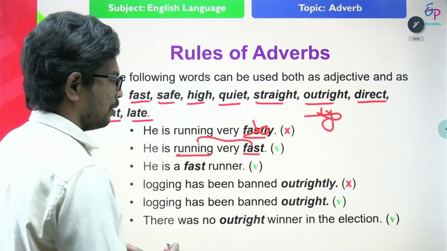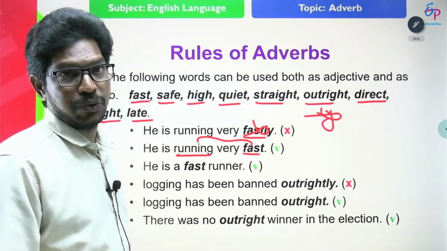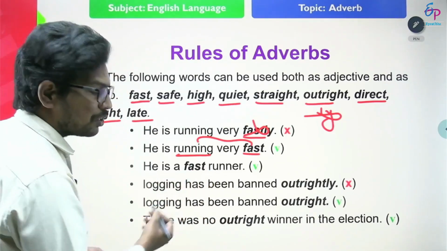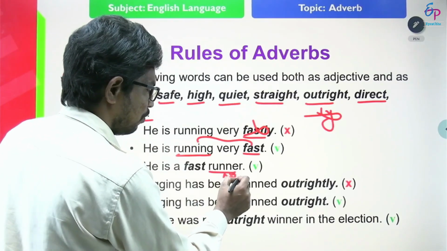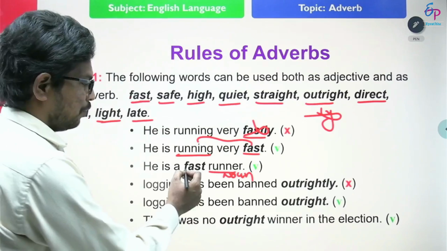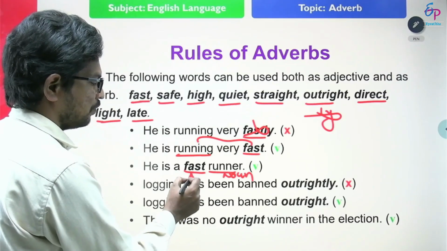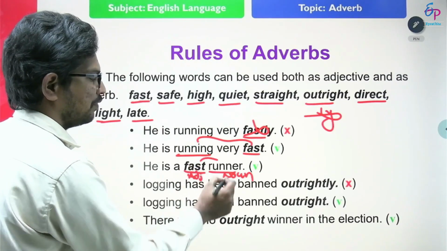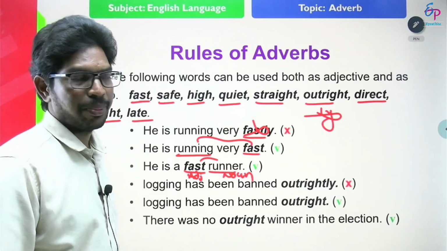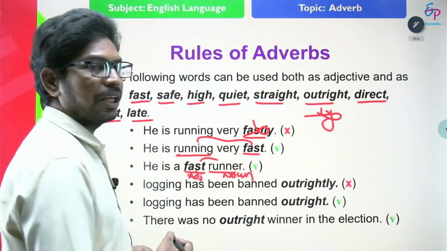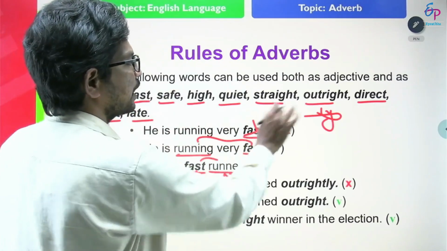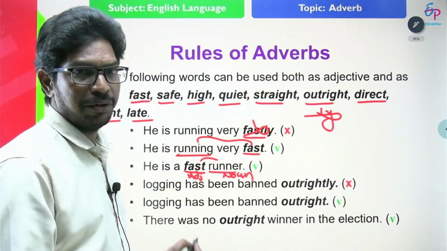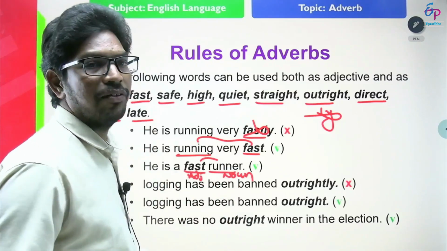Let us see another example of how it functions as an adjective. He is a fast runner. In this example, runner is a noun. What type of runner is he? A fast runner. Here fast is functioning as an adjective, giving more information about the noun. So here fast is working as an adverb, and here fast is working as an adjective. So these words can function both as adjectives and adverbs. But as adverbs we should not add ly to them.